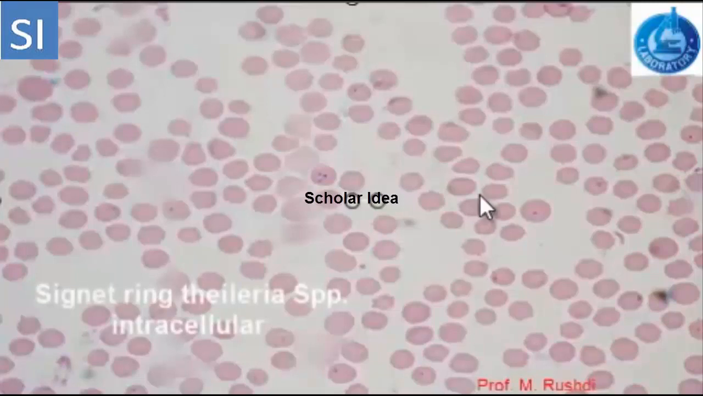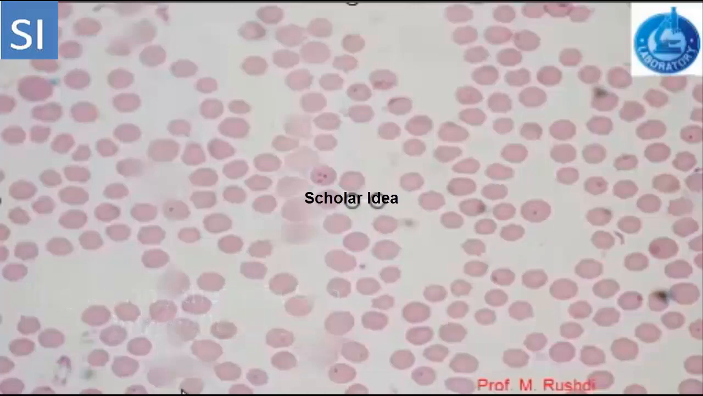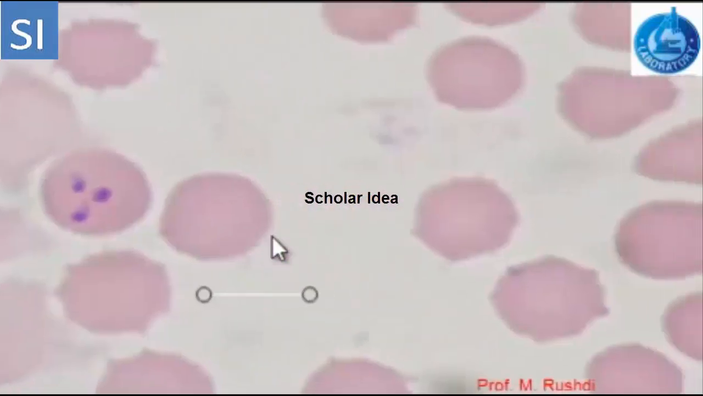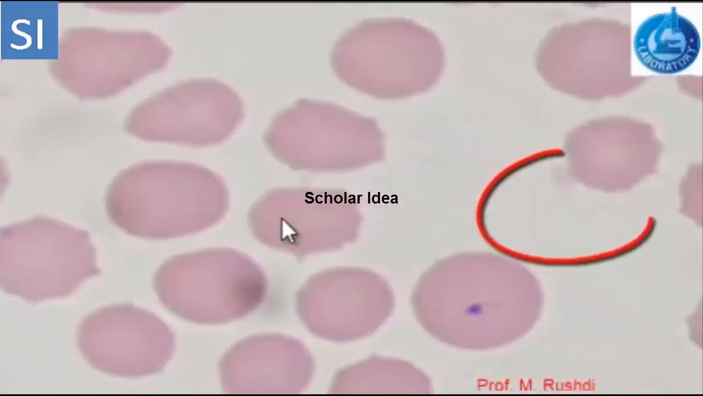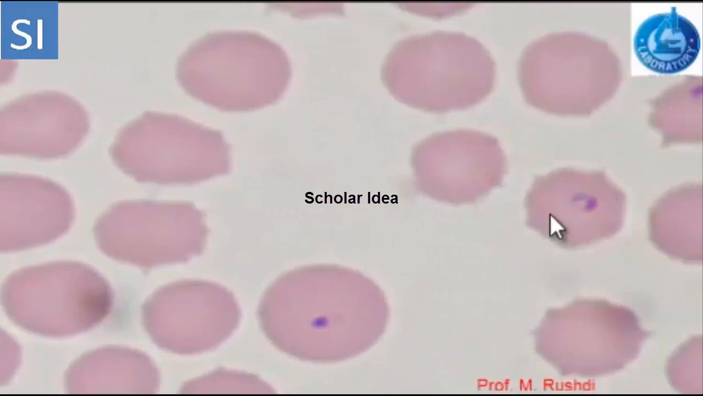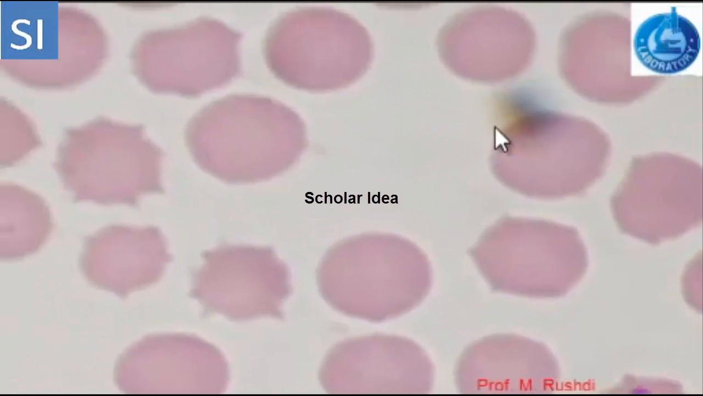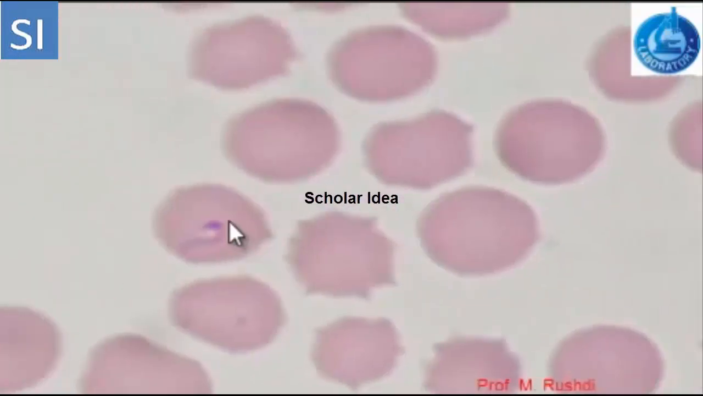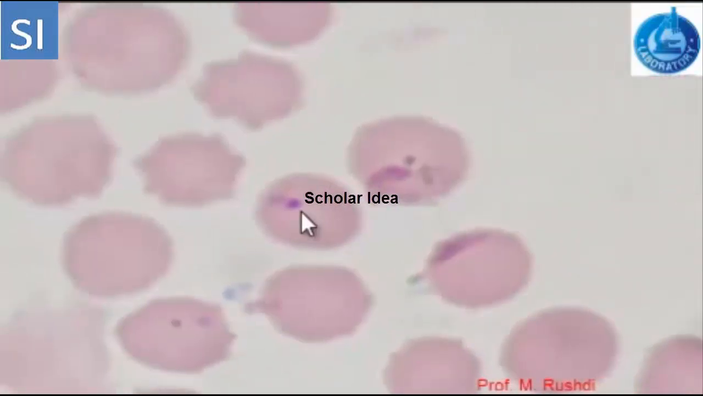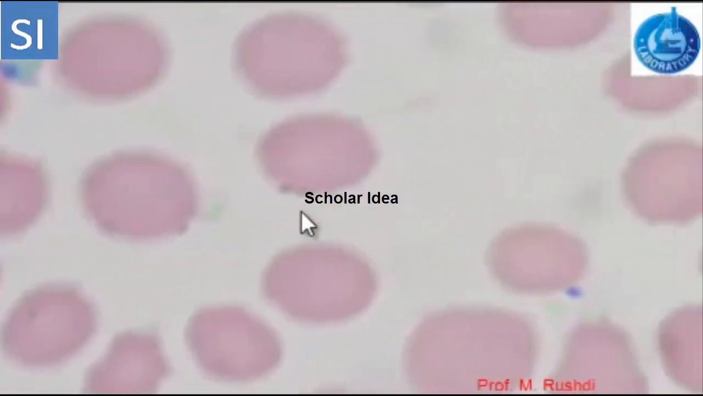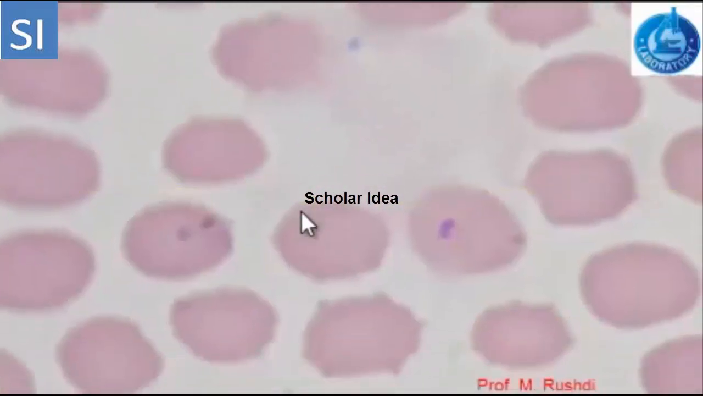Here in this blood film, we found that more than one red blood cell is infected. Here, red blood cells are infected with the parasite at the same time. Here is another Theileria parasite inside the red blood cells, which takes the form of a signet ring blood parasite, which means that the animal is positive for Theileria species infection.